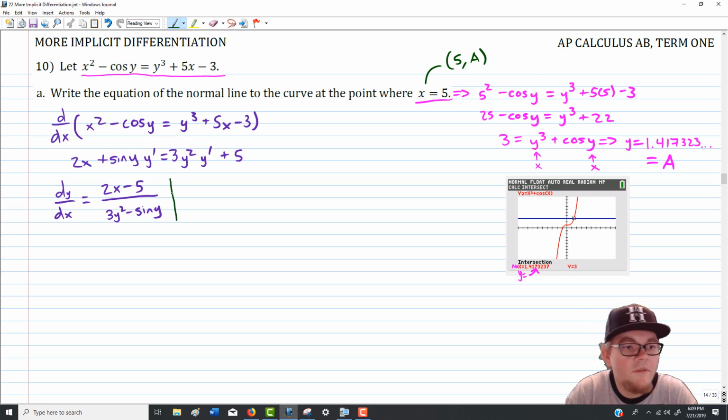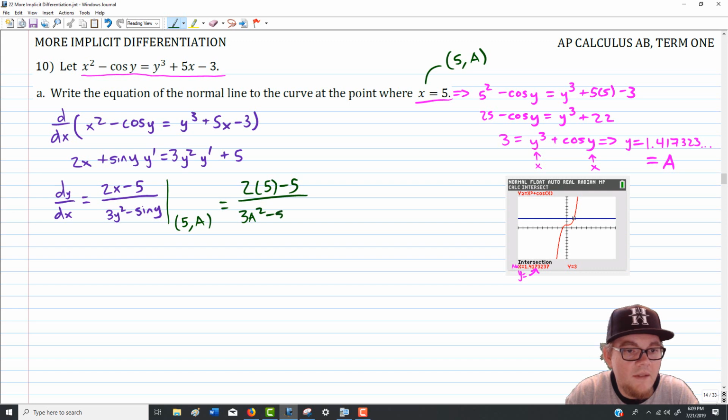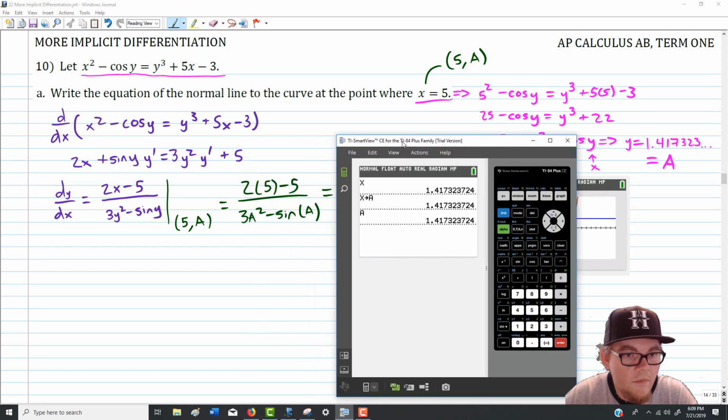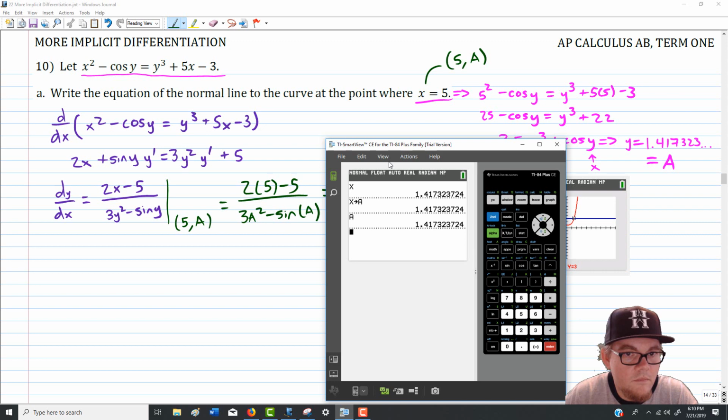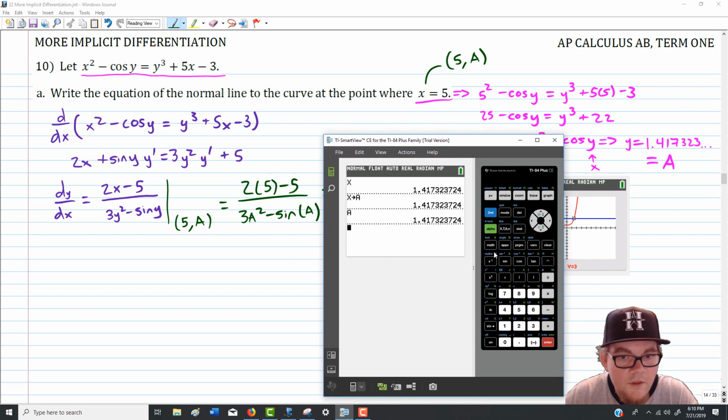But then to get our slope, first the slope of the tangent line, to begin working, we need to plug in the point 5, comma A. Doing so, we'll get 2 times 5 minus 5 over 3A squared minus sine of A. And again, our calculator can do that heavy lifting for us. So I'm going to move it over to the side a little bit. The value we want is that one. The computer's really struggling right now. So let's do math fraction. We're going to have 2 times 5 minus 5, which is 5. I can simplify that. Then we're going to have 3A squared minus sine of A.